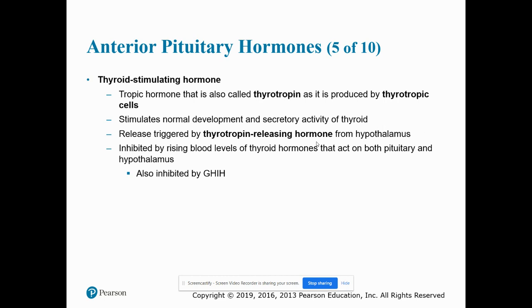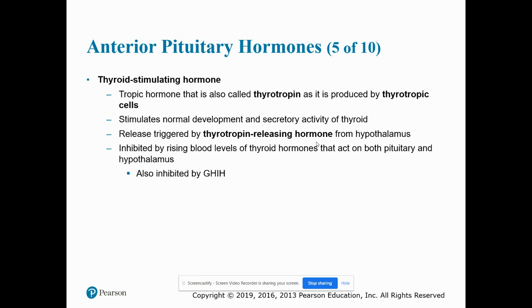Then we have thyroid stimulating hormone. This is a tropic hormone. It's part of the word flat, right? It's also known as thyrotropin, and that's because it's produced by thyrotropic cells. It stimulates normal development and secretory activity of the thyroid.